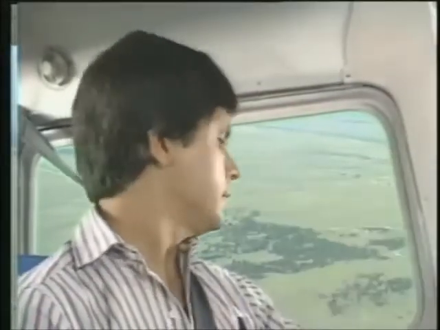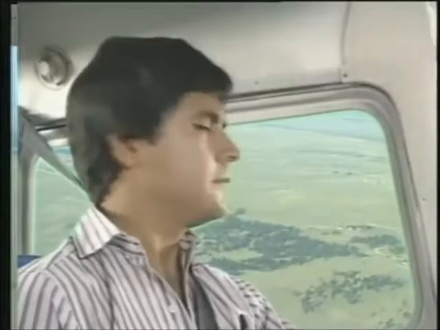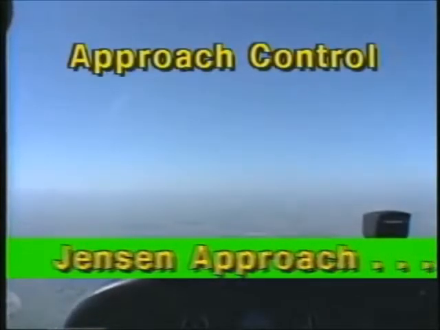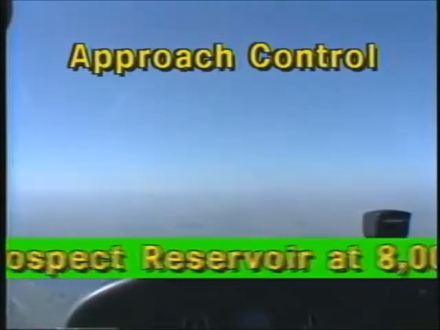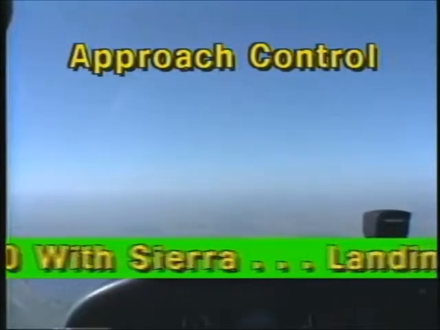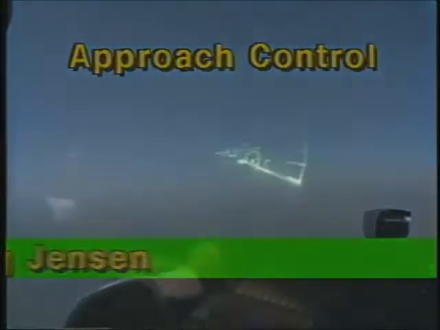Plan your approach so that your initial contact with ATC can be made when you are above a designated visual checkpoint or prominent landmark. Jensen Approach, Cessna 62740, over Prospect Reservoir at 8,000 with Sierra, landing Jensen. Cessna 740, stand by. Since the controller used your call sign, radio communications have been established. This means you can continue on course and enter the Class C airspace.